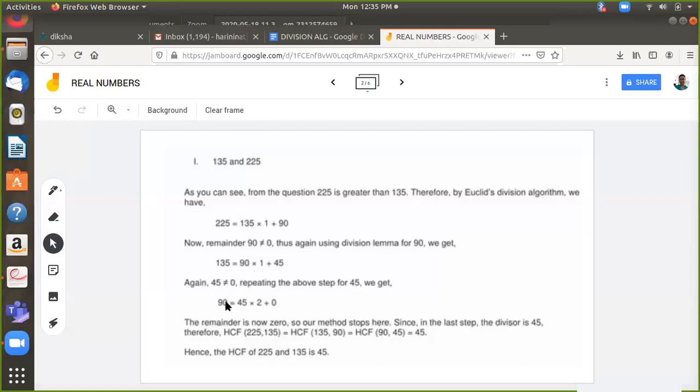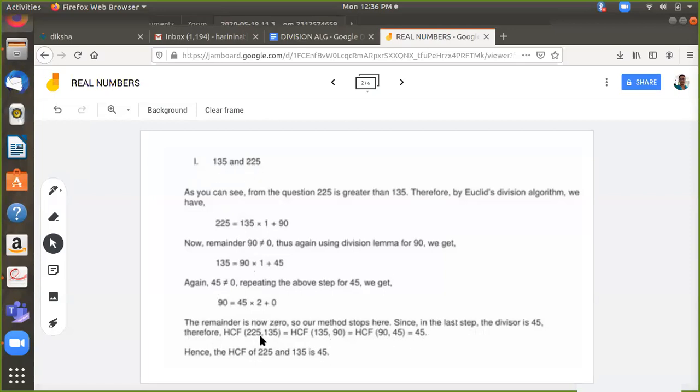Now 90 will be equal to 45 multiplied by 2, exactly 90. So at this stage, your remainder has become 0. When the remainder becomes 0, the method stops. That means your division will stop. Since in the last step the divisor is 45, therefore the HCF of the two original numbers that you had is nothing but 45.